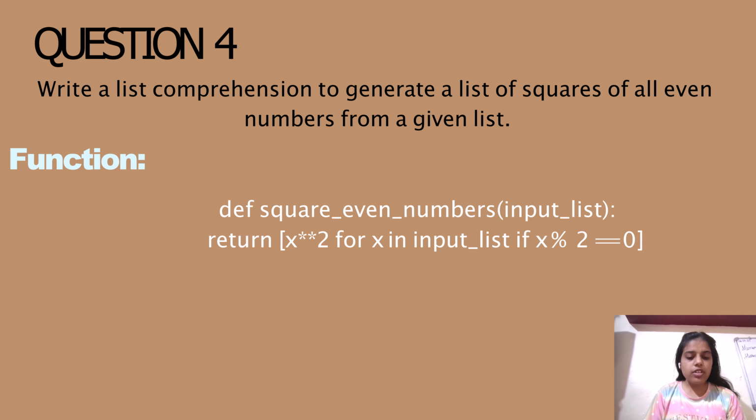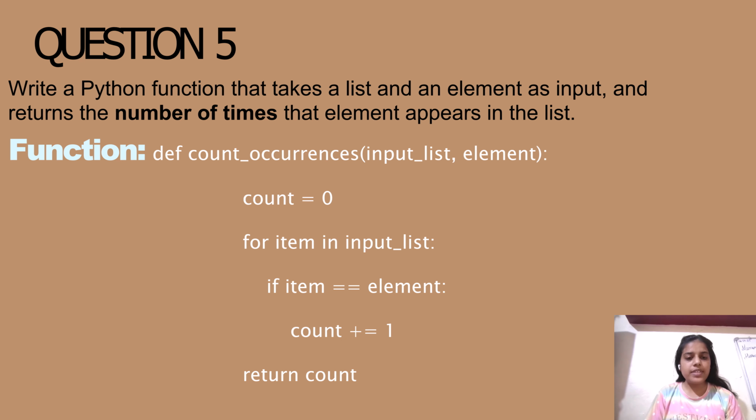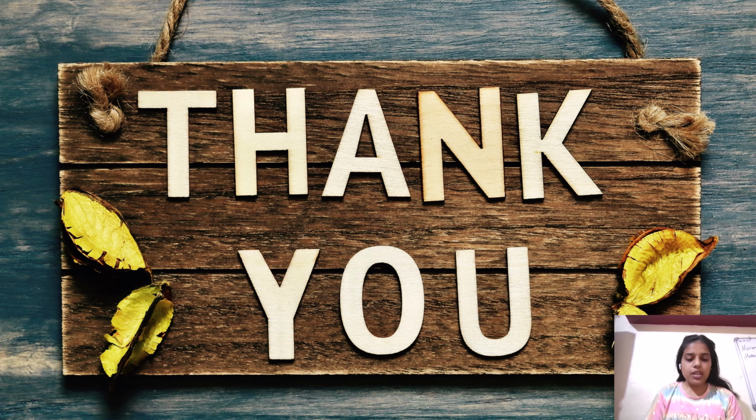Now question number four is squaring even numbers. We can solve it using list comprehension. So using list comprehension to return the square of each even number, just simply write the code in just two lines. Question number five is write a Python function that takes a list and an element as input and returns the number of times that element appears in the list. So we count how many times the specific item appears using a single loop and a counter.